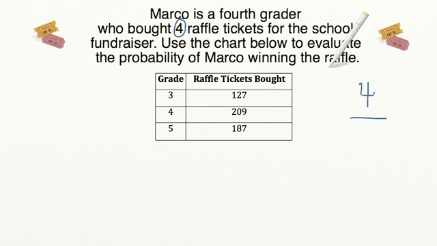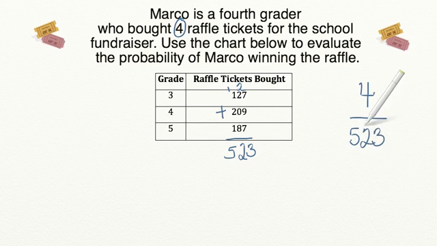So we're going to use this chart below to find out how many raffle tickets were bought in all. If we add up 127 tickets from 3rd grade, 209 tickets from 4th grade, and 187 tickets from 5th grade, that will tell us how many tickets were bought in all. So if we add these three together, we get 7 plus 7, which is 14, plus 9, which is 23. I'm going to carry my 2. 2 plus 2 is 4, plus 8 is 12. And I'm going to carry my 1. 1 plus 1 is 2, plus 2 is 4, plus 1 is 5. So that means 523 raffle tickets were sold in all. That means that's going to be our denominator. So the chances of Marco winning the raffle are 4 out of 523.